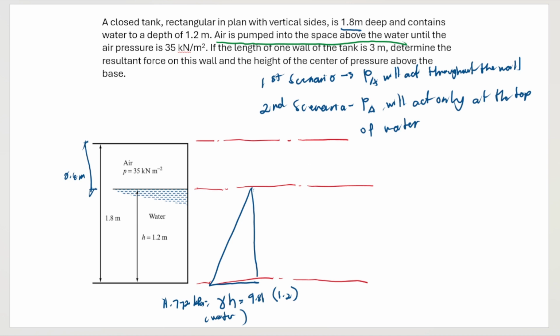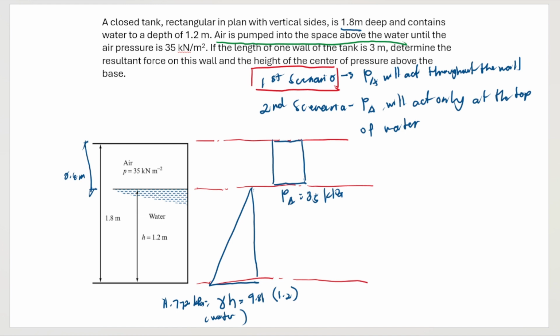So, since we are dealing with our first scenario, based on our problem, the pressure diagram for air will be just like this one. It is uniformly distributed all throughout the length or the height of that wall. So, it already has a pressure, P sub A or air, that is 35 kilopascal or 35 kilonewton per square meter. Okay, so how do we compute that?